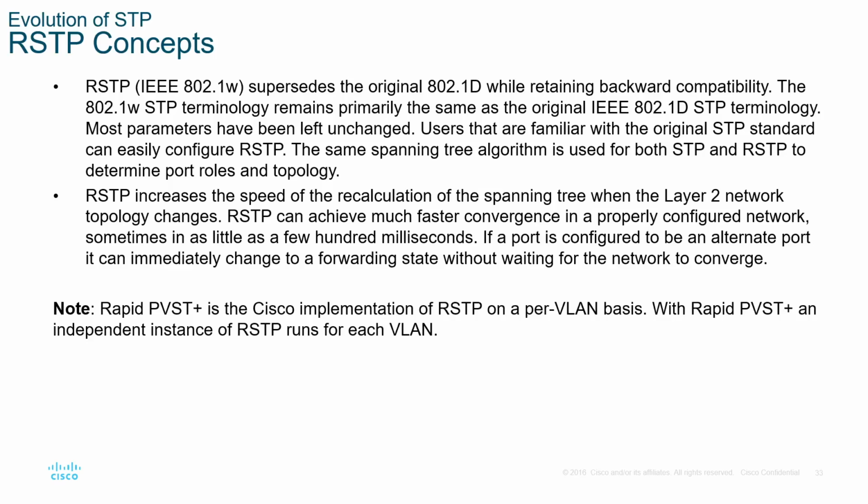Now, Rapid PVST Plus is the Cisco implementation of the RSTP on a per VLAN basis. With Rapid PVST Plus, an independent instance of the RSTP runs for every single VLAN.